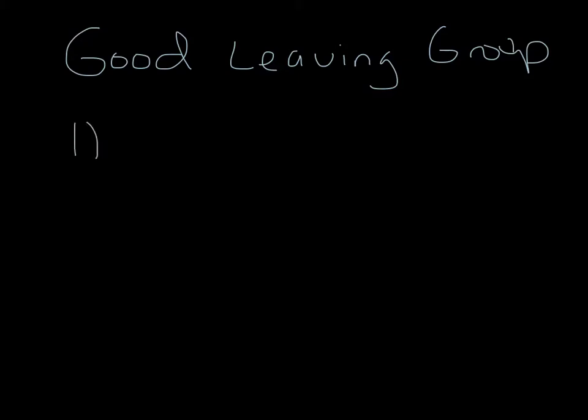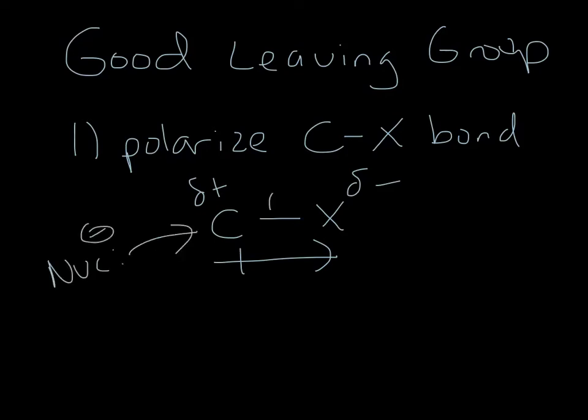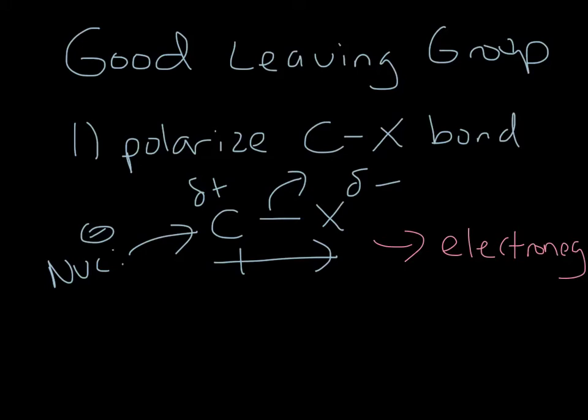So a good leaving group is going to polarize the carbon leaving group atom bond. So electron density will be shifted away from the carbon, making it more electrophilic, and towards the leaving group. And so then the nucleophile can come in and attack because it'll be attracted to that electrophilic carbon atom. So leaving groups tend to be electronegative so that they can pull electron density away from the carbon atom and towards themselves, therefore polarizing the bond.